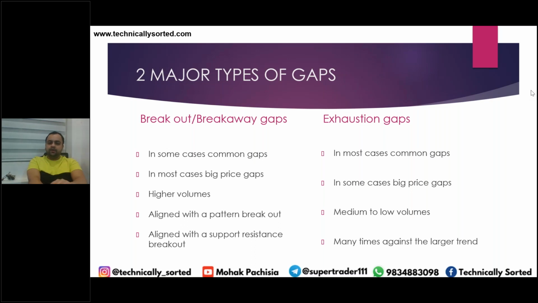Number one is a breakout gap. Okay. Now, as you can see on the screen, often you will see that there are higher volumes when there's a breakout gap. Often it is aligned with a breakout which is happening with the gap itself, or a breakout which has just happened the last hour of the previous day or the last few hours of the previous day. Now, when there's a pattern breakout, I'll take an example and show you. Okay, it could be aligned with a support resistance breakout or a trend line breakout as well. Okay, so this is a type of gap which is called breakout gaps.